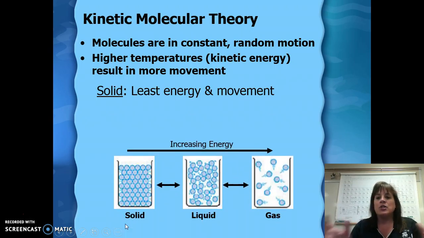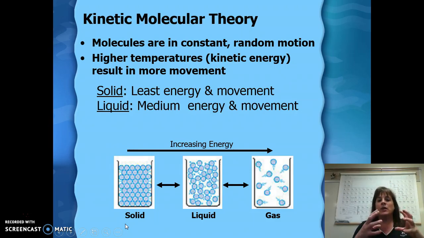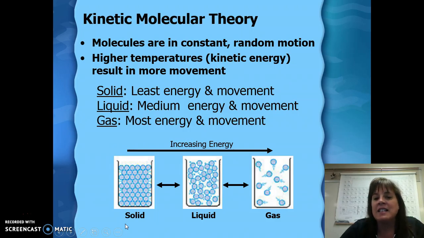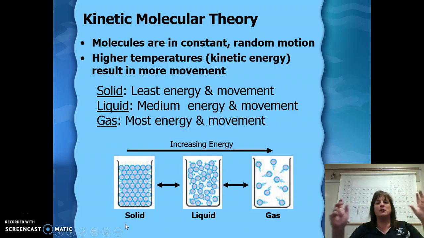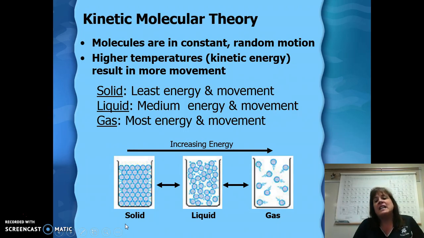A solid is really compact and not moving. The molecules will vibrate a little in the solid, but they have the least energy and the least movement. We go to a liquid, and now we have some more disorder in the system. They move around more, so we have a medium amount of energy and movement. And of course a gas has the most energy, it's all over the place. If we think about any substance, as we increase its temperature, we're increasing the kinetic energy, and that's why they change from solid to liquid to gas.